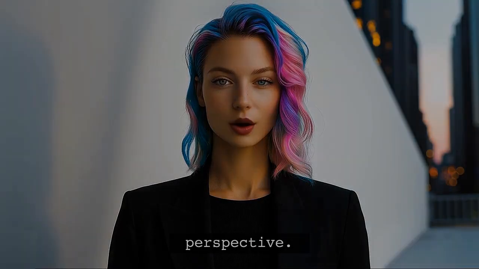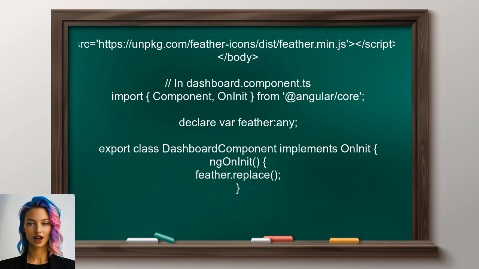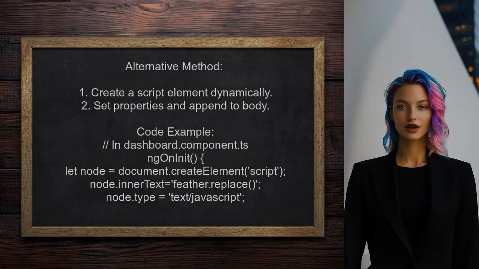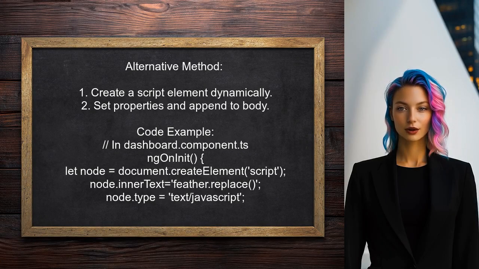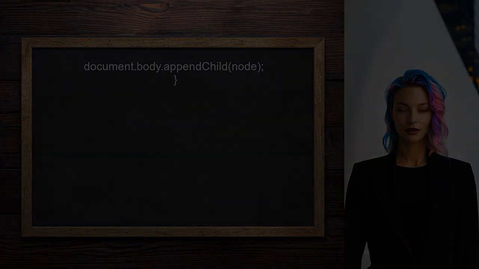Let's see another perspective. An alternative approach shared by another user suggests adding the external script directly to your index.html file at the bottom of the body section. This ensures that the script loads properly. Then, in your component, you can declare the variable for the script and call the necessary methods in the ngOnInit lifecycle hook. Alternatively, you can create a script element dynamically in your component. This method involves creating a new script node, setting its properties, and appending it to the body. This can be useful for older versions of Angular.